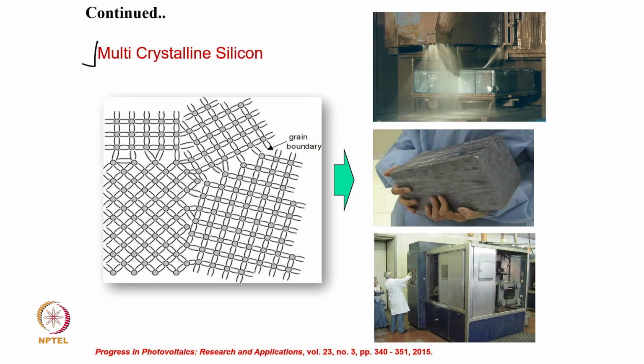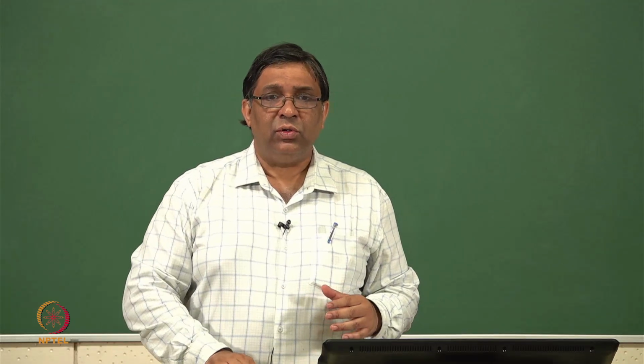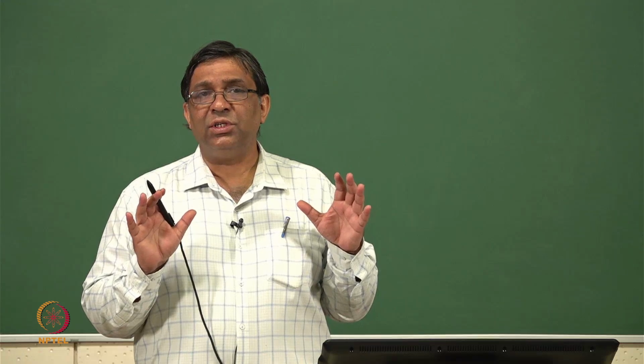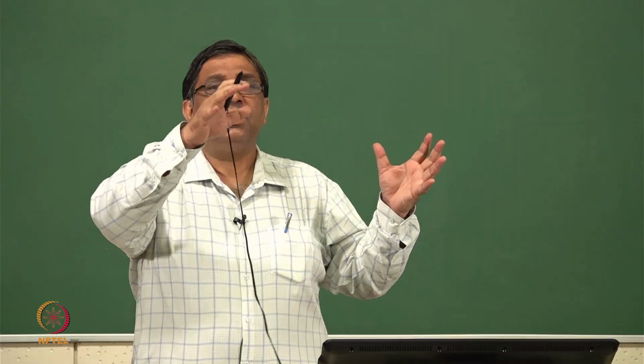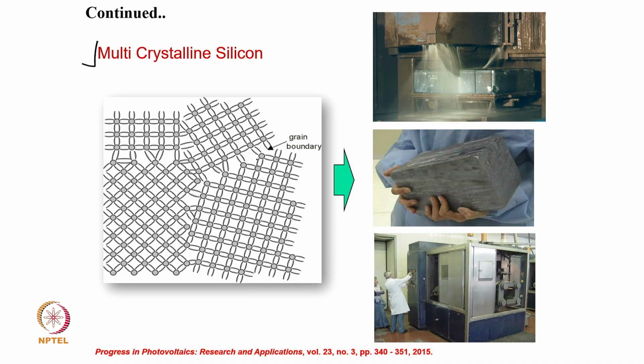In case of multicrystalline silicon, now I have different orientation. They are actually highly pure crystalline silicon wafers only, but they are multicrystalline. That means the crystalline grains are oriented in different directions as shown here. So when you have two grains, this is aligned in this way, this is aligned in this way, this is aligned in this way. They produce something called a grain boundary. You can see this is a grain boundary, and a grain boundary is a defect.